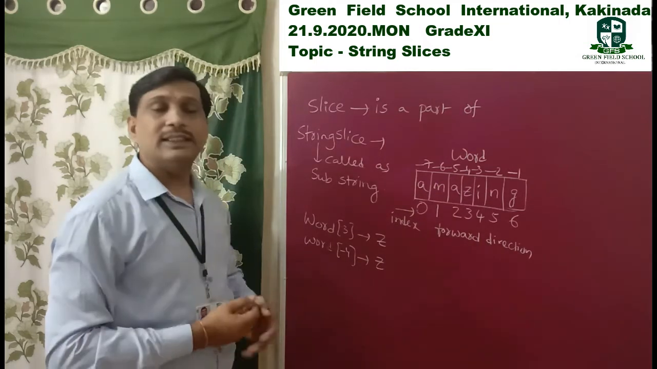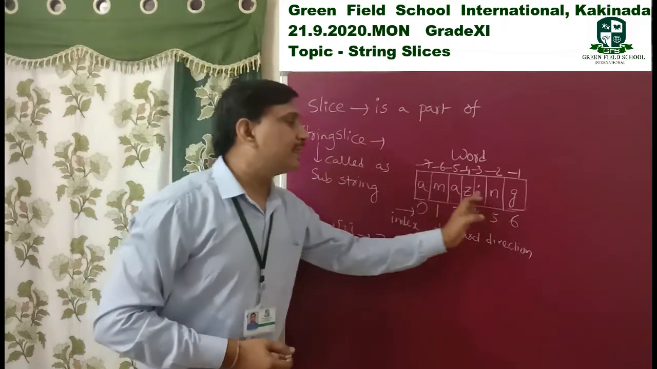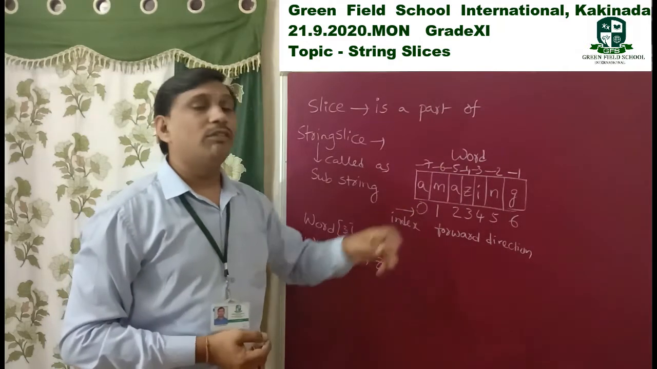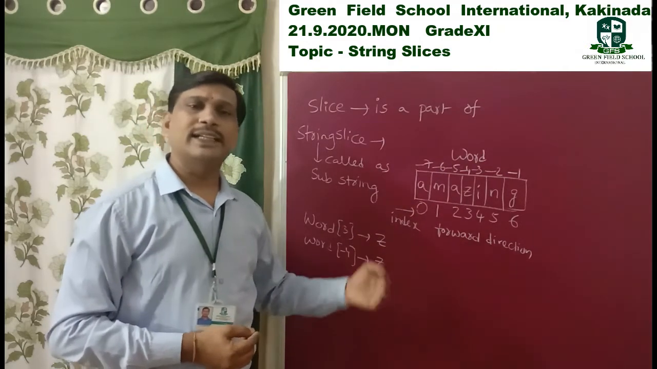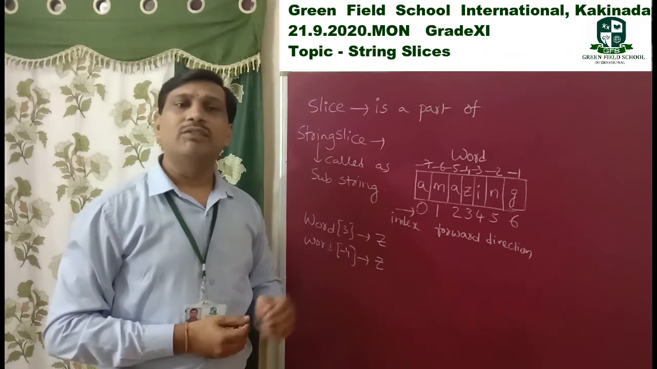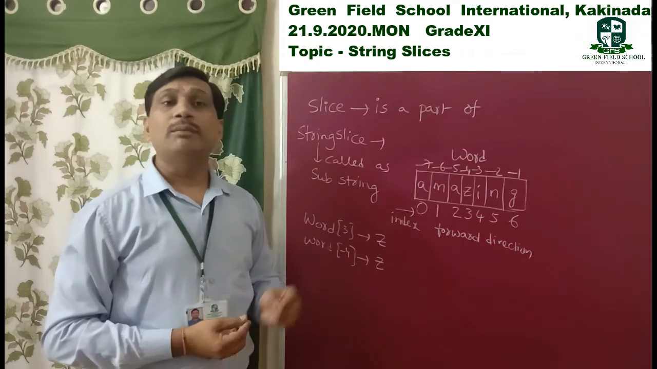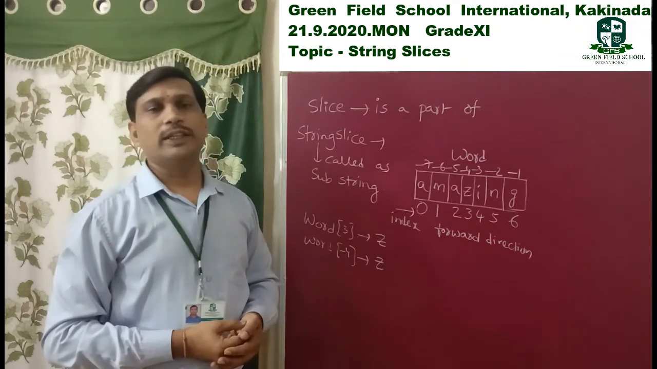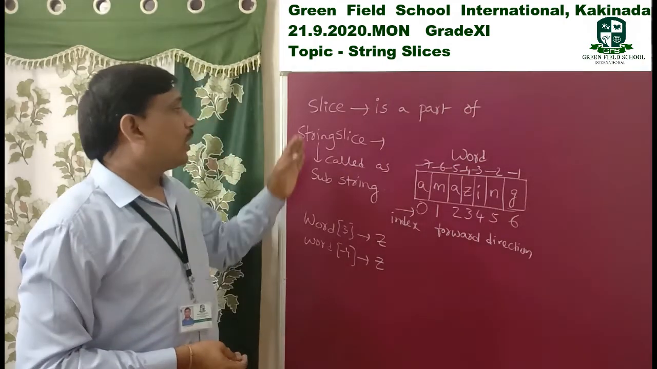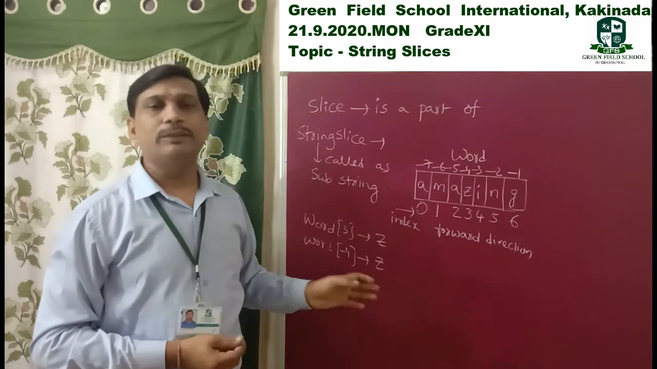We can access all the characters of this string word by using a for loop. We already discussed that concept in previous classes, how to access by using either forward direction or backward direction with a for loop. Next, today we discuss how we access a slice of this given string word.